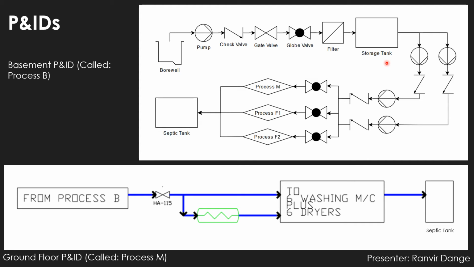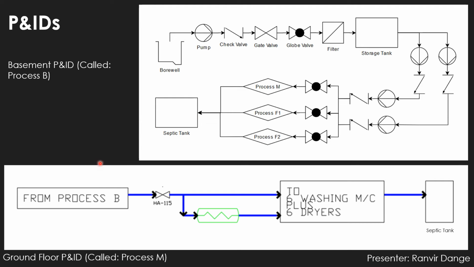After the storage tank, it splits into two different lines. One line is a redundancy for if the main line fails. There's a pump and a check valve, another pump and another check valve. The two pumps are connected in series so that the overall head of the system increases. After this, it splits into three different lines. Each line goes to a different process and a different floor, after which everything collects into the septic tank.